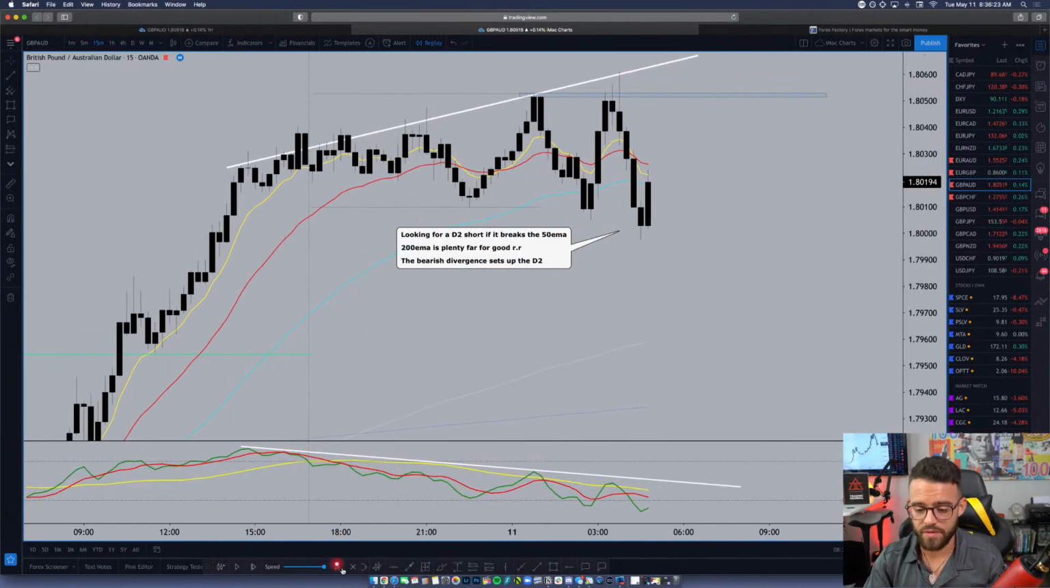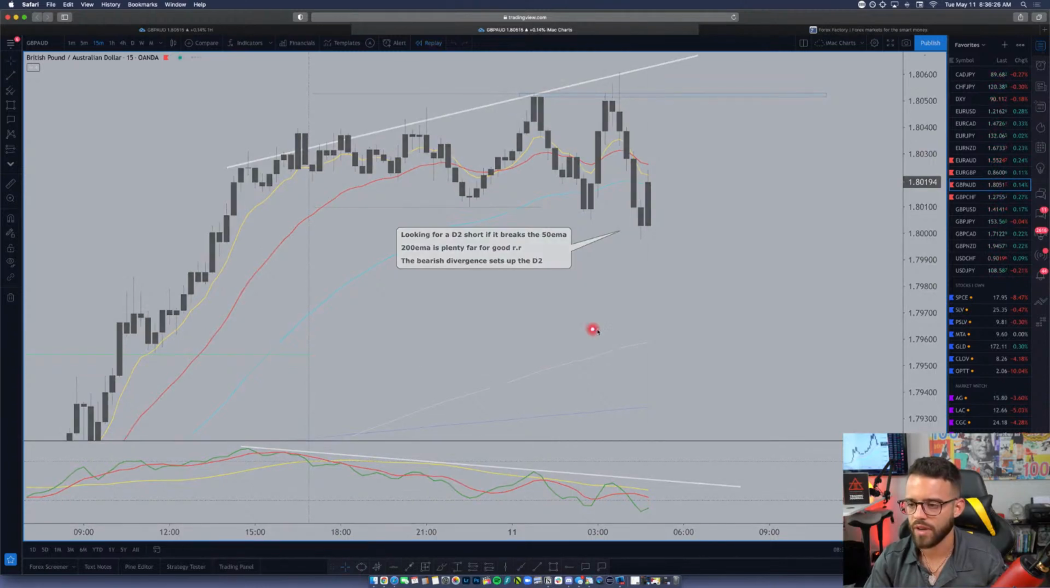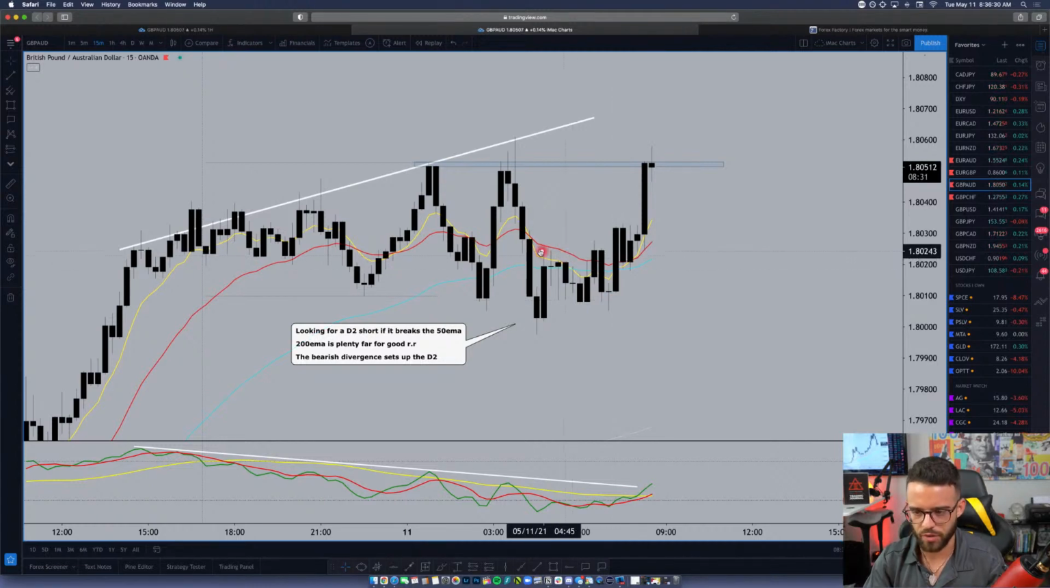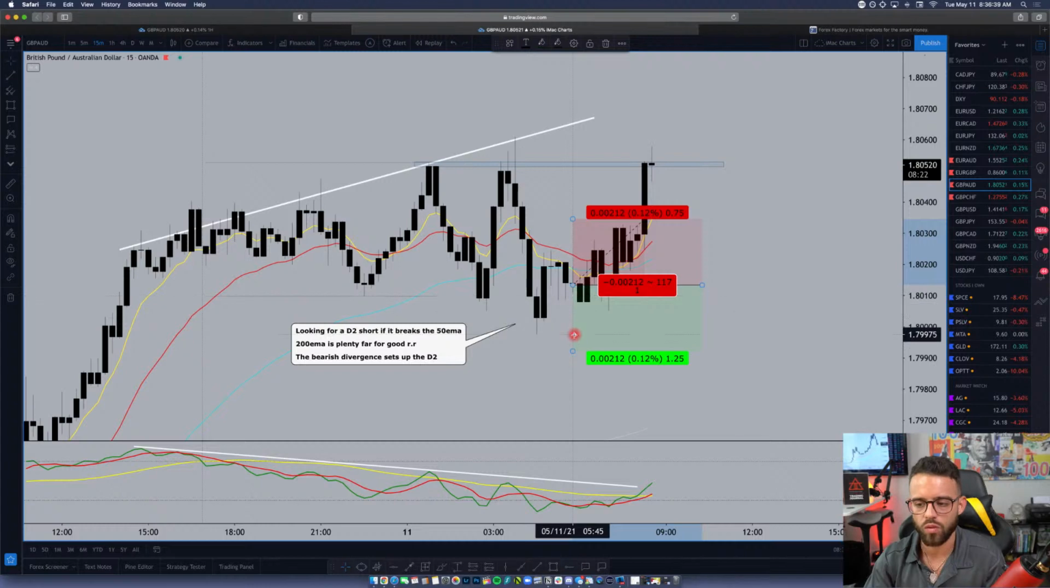So as the morning developed, I'm just going to turn the replay mode off now. As the morning developed, I was watching to see if it could hold the downshift. You see how the 8 and the 21 EMAs crossed right here? If it could hold that downshift and come lower. So as it came off the 50 EMA here, I started to look for risk reward.